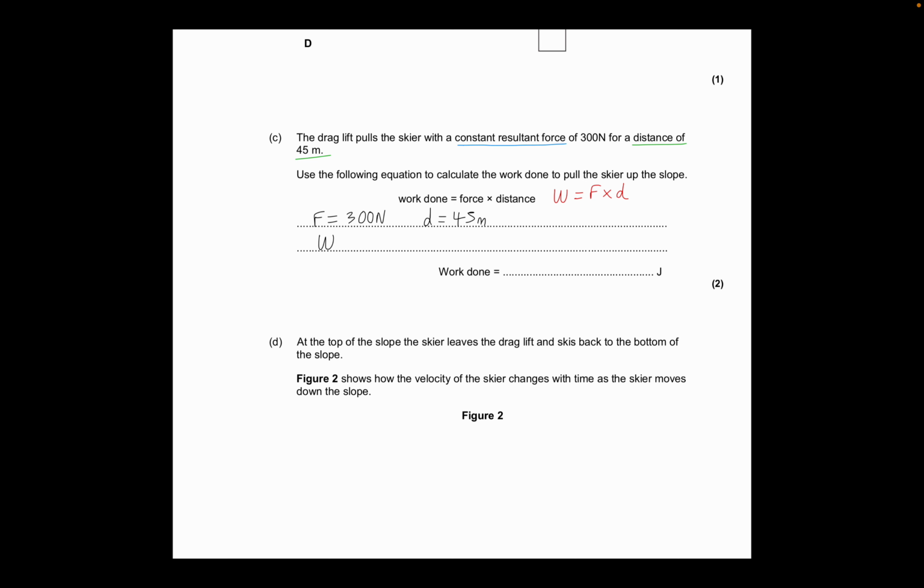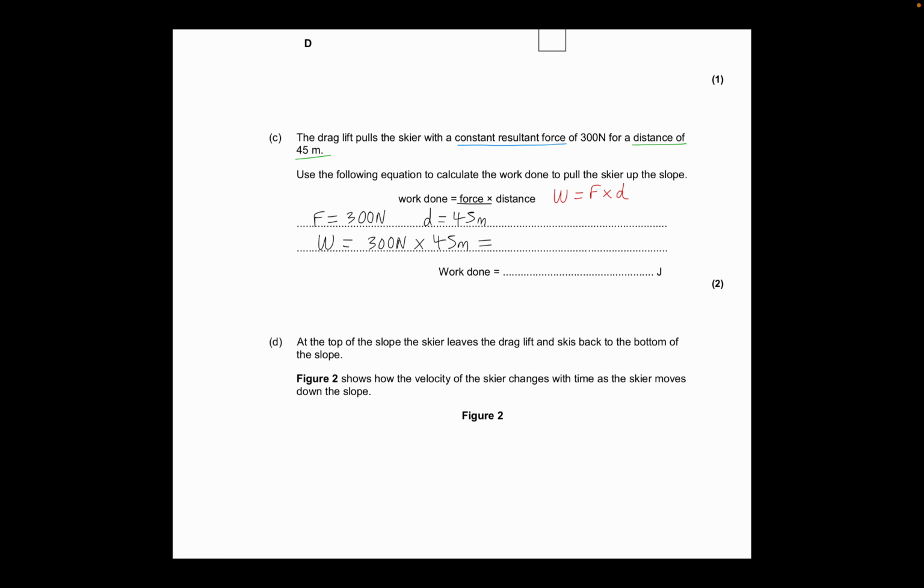Okay, so that means W is equivalent to the force, which is 300 newtons, times distance, which is given to you as 45 meters. Remember to write the units, N and m. Which is going to be equivalent to 300 times 45. Just type it in your calculators and write down the values on the piece of paper.